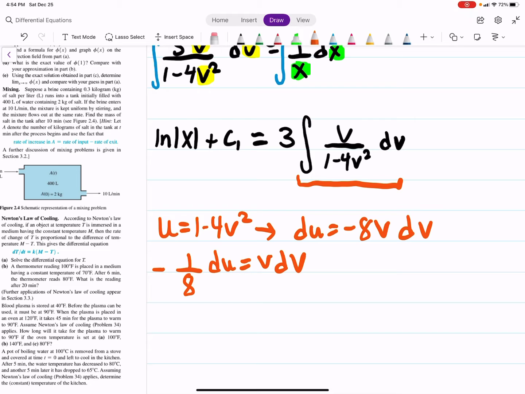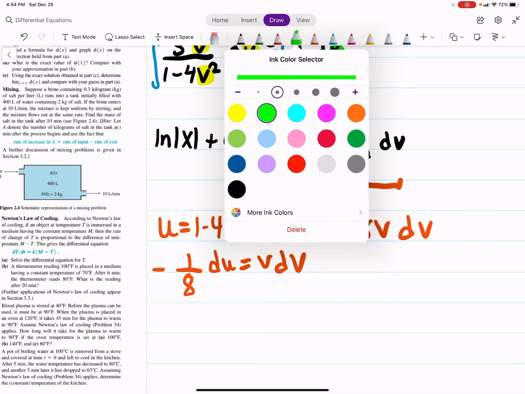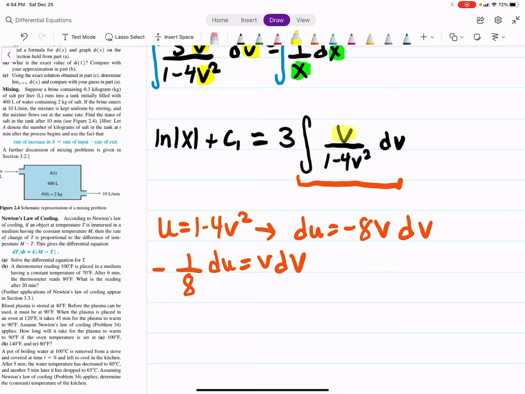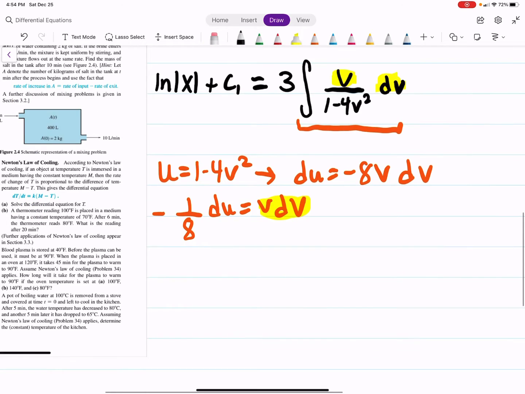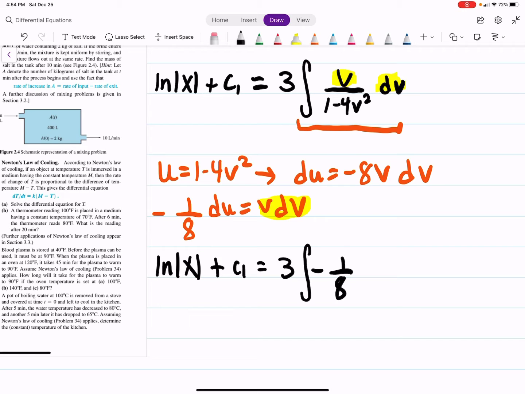dv. Okay, so differentiate both sides, and I solved for this part here, so I can substitute that in. That's the natural log of the absolute value of x, no need for a subscript, plus c1 equals 3 times the integral of, well, we'll have a minus 1/8 from the du, a u in the denominator, because that's what we're substituting, and then, of course, the du.